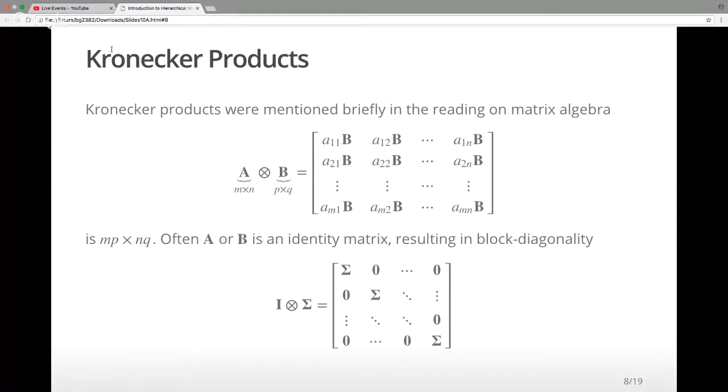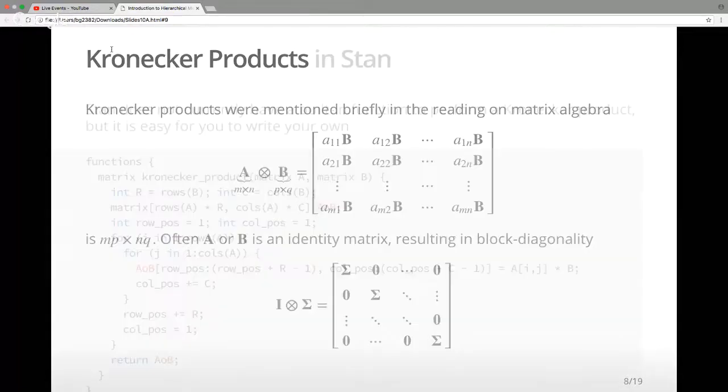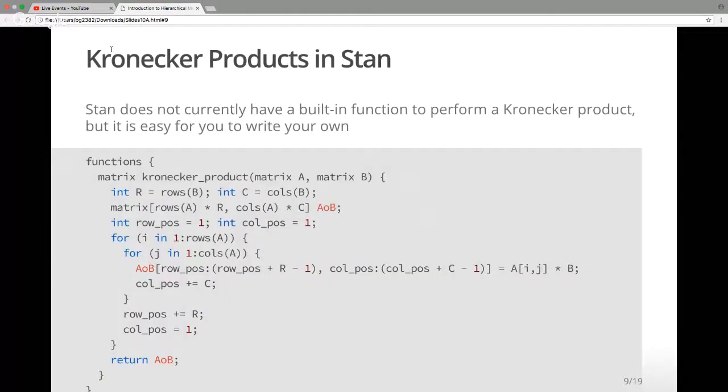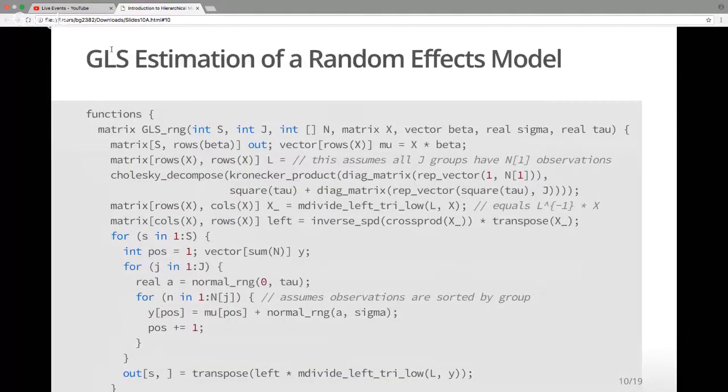The only difficulty in this function is figuring out the indexing to put A, 2, and B into the right spot in the overall matrix that you're returning out at the end. So you can just basically copy that Kronecker product function if you ever need to use it.